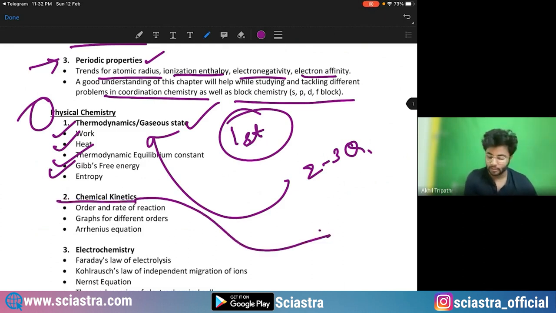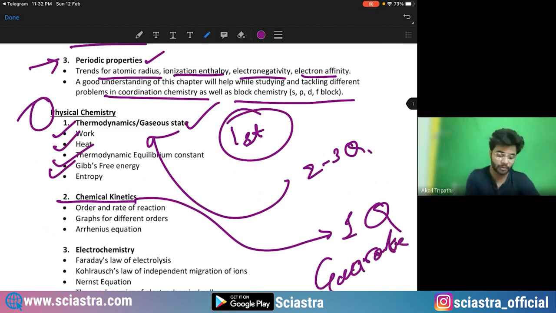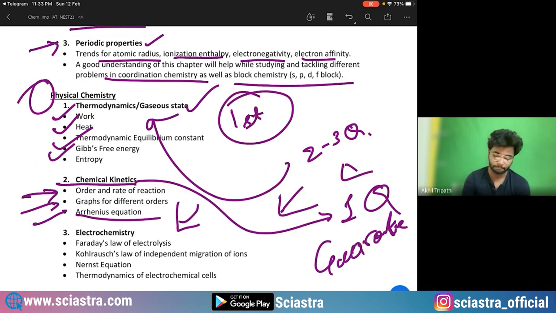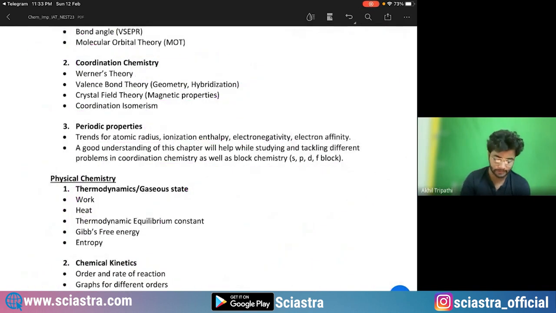Chemical kinetics, one question guaranteed, I am telling you. Especially you must know the derivation of order and rate reactions, and rate equations for different orders of reactions. Then graphs of different orders, exponential graph or straight line or with respect to logarithm, all those graphs. Then the Arrhenius equation is very important.